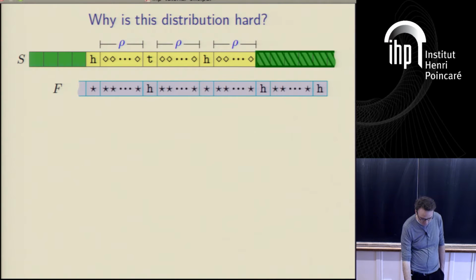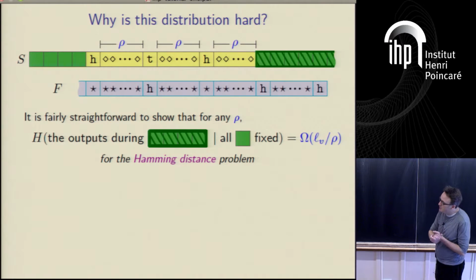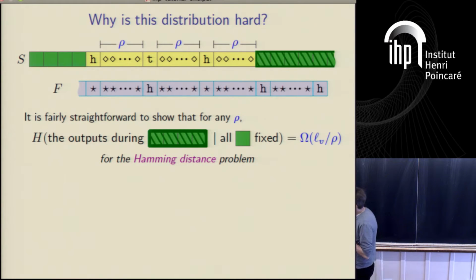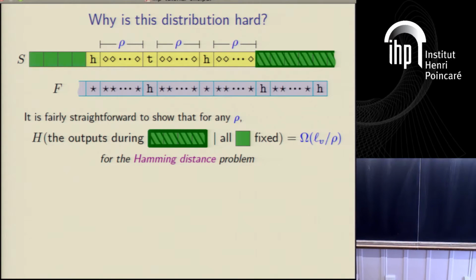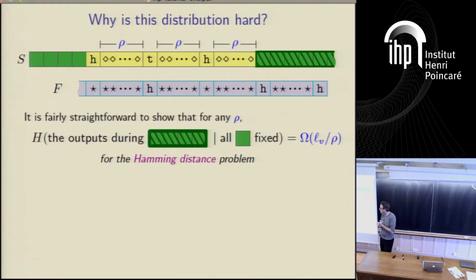Good. So why is this hard? Well, under this input distribution, we can show that for Hamming distance, remember it's an edit distance problem, but for Hamming distance under this input distribution, the entropy of the outputs, given all the fixed stuff is fixed, is at least LV, which remember is basically the size of the region, divided by rho. Okay, that's not too surprising.